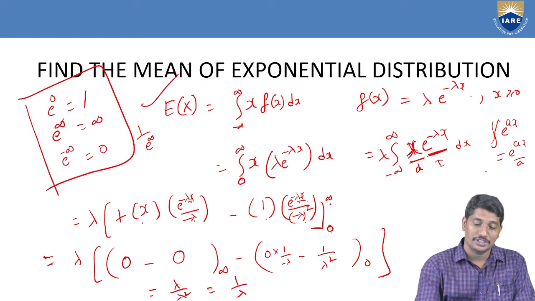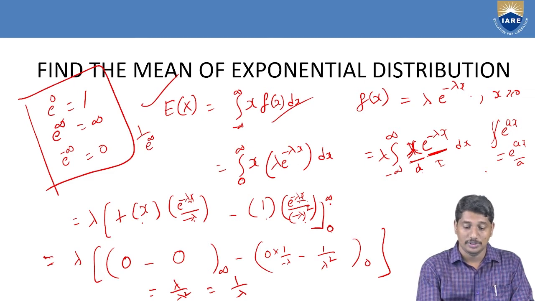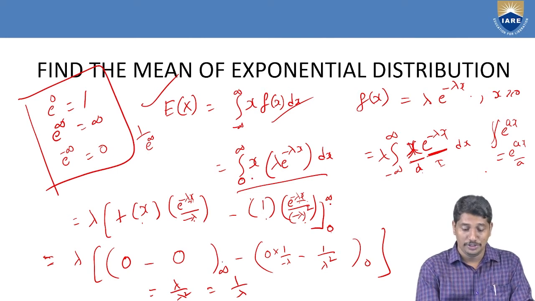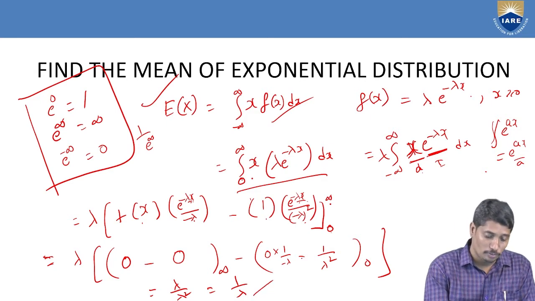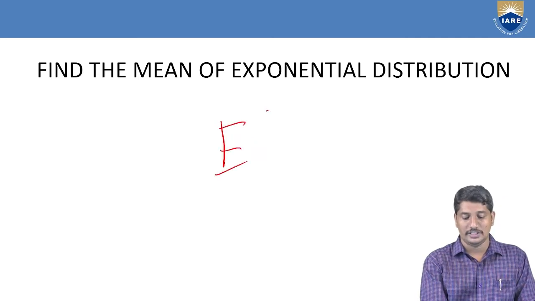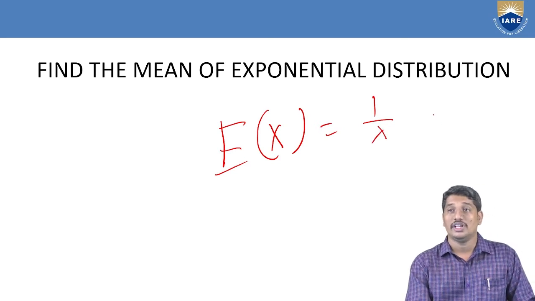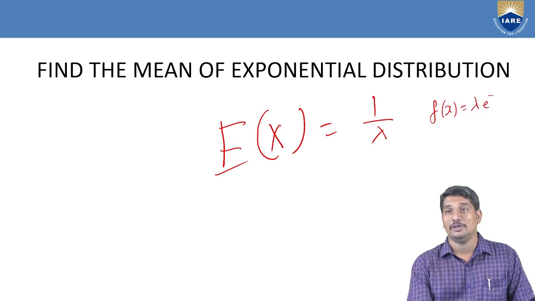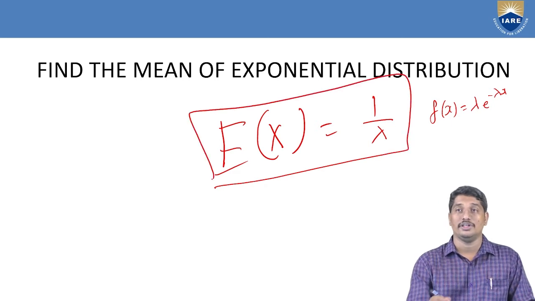So we started with the definition of expectation. According to the f of x limits, it becomes 0 to infinity. Integration by parts or Leibniz rule, substituting infinity, substituting 0, upper limit and lower limit, we get 1 by lambda as the answer. So by summarizing, we have proven that E of x is equal to 1 by lambda, which is an important formula, where for the exponential distribution lambda into e power minus lambda x, the mean is 1 by lambda. That is what we have derived.